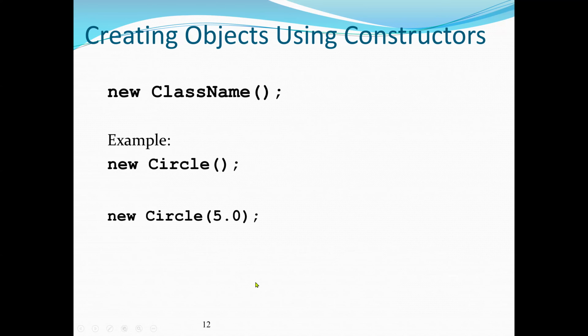So constructors play a very important role. Always when we are creating an object, we have to automatically invoke the constructor. So here, for example, the new class name. So that's the constructor: new Circle, the default constructor, or new Circle, the constructor with parameter.